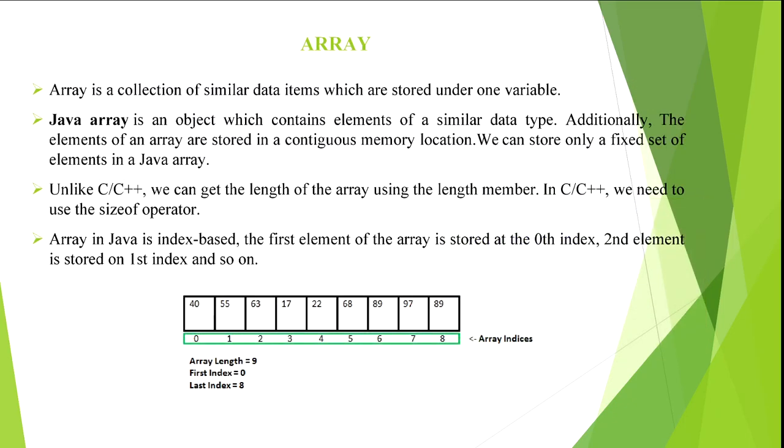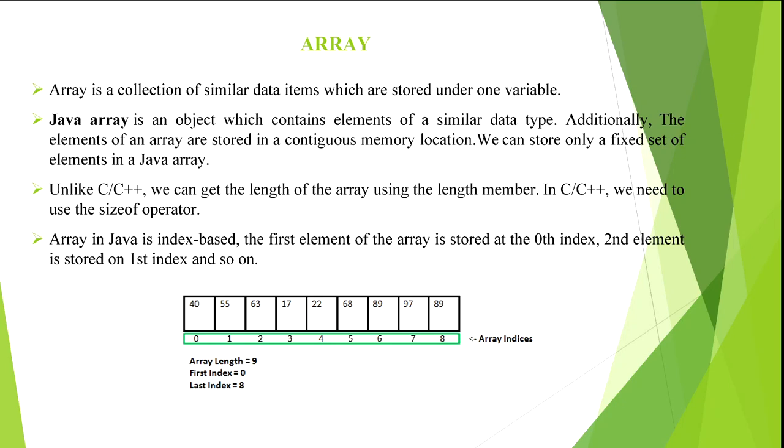Now we learn about the concept of array. As you have learned the concept of array since the last 2 years, what do you mean by the array, how does an array work, and how are the elements of the array stored in the main memory? So an array is a collection of similar data items which are stored under one variable. A Java array is an object which contains elements of similar data type. Additionally, the elements of an array are stored in a contiguous memory location.